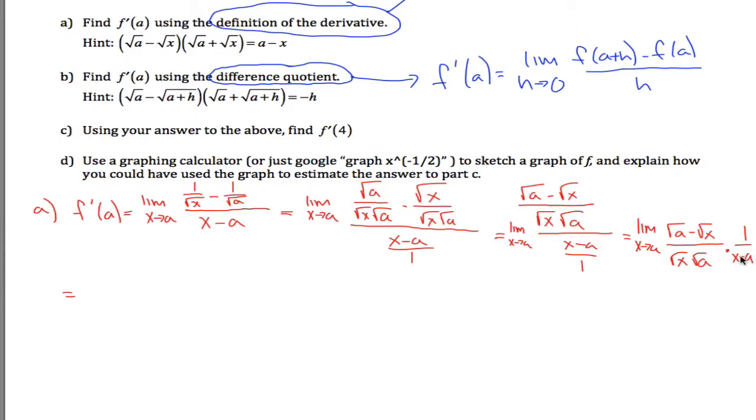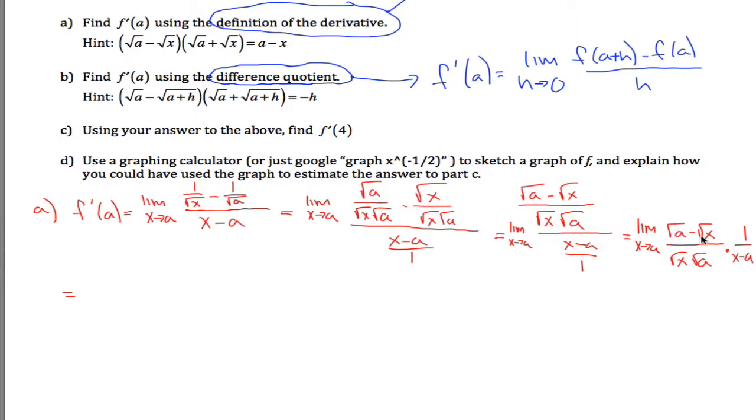This x minus a is causing trouble because I want to change all my x's into a's, but if I do, this will be 0, and so I'll end up dividing by 0. So it's this that I need to cancel out. But I don't have an x minus a up in the top here, unfortunately. Be nice if I do, but I don't.